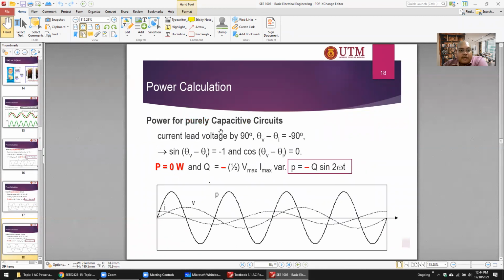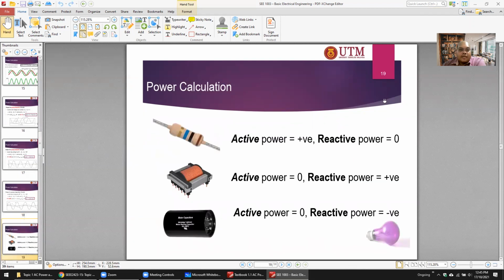For the purely capacitive load, of course, P, the real power, is 0. Q is negative. Remember that I showed you before, Q is negative and the instantaneous power is negative Q sine 2ωt. This is what I have explained before. So this is the conclusion of what I have shown.